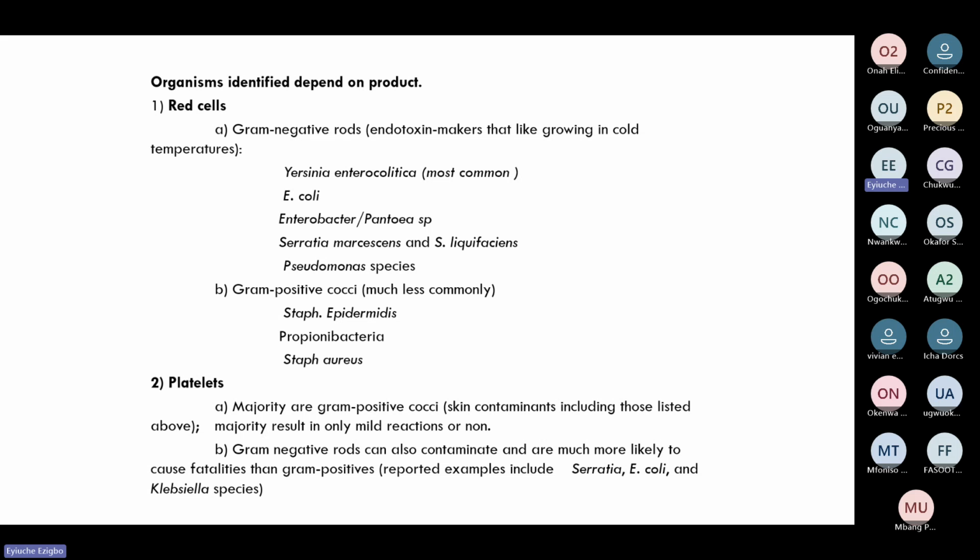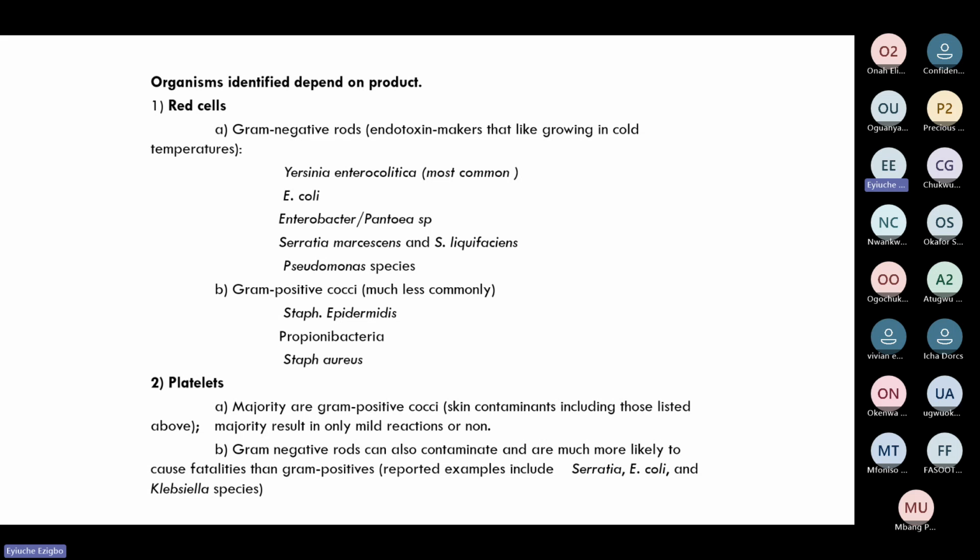The organism identified depends on the products. For red blood cells, the organisms that mostly contaminate red blood cells include gram-negative rods, okay, because they like growing in cold temperature. So we have Yersinia enterocolitica, okay. We have all these organisms, Pseudomonas. We also have gram-positive cocci, okay. All these organisms have been implicated in red blood cell contamination.